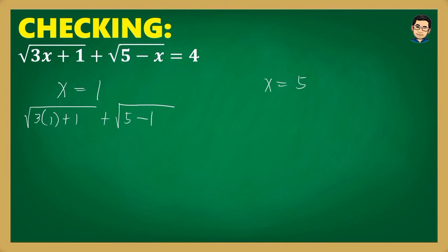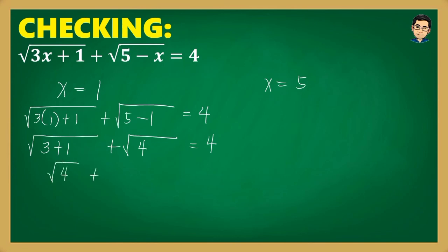minus 1 equals 4. Next, 3 times 1 is 3 plus 1, and then plus the square root of 5 minus 1, which is 4, equals 4. So, 3 plus 1 is 4. Square root of 4 plus square root of 4 is equal to 4. So, the square root of 4 is 2, plus 2 equals 4. So, 2 plus 2 is 4. So, 4 is equal to 4.